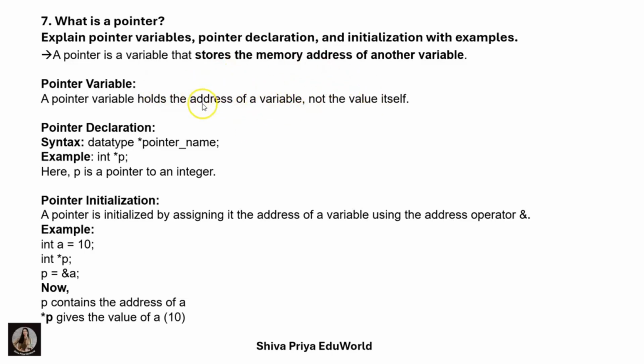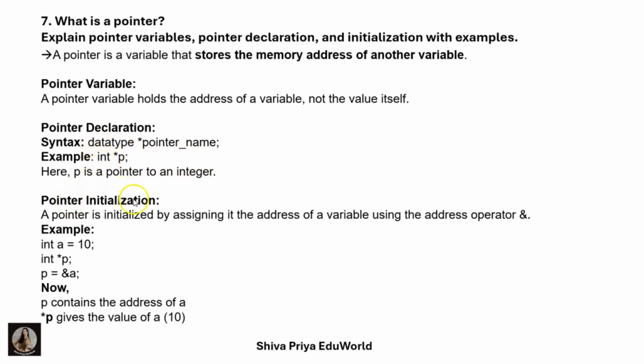It means it will store the address of the variable. Pointer means pointing to the address of that variable, not the value. Clear? Pointer declaration: data type, then here I will use star, then the pointer name. For example, I have taken the integer data type, star, and pointer name p. This is how we have to declare that. Here p is a pointer name to an integer. The data type is integer.